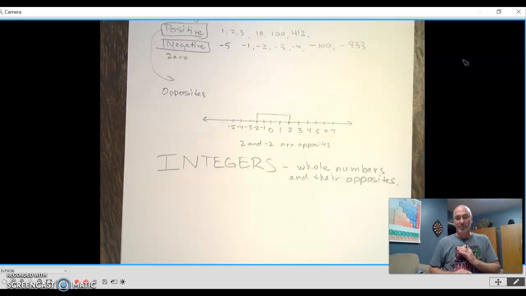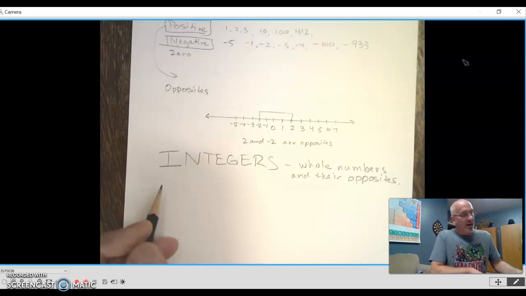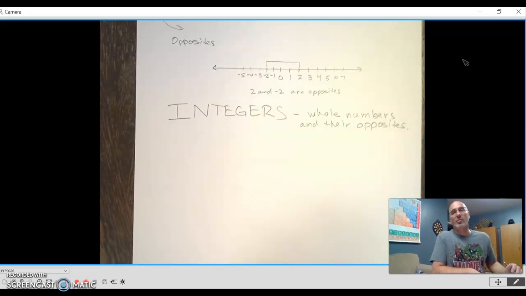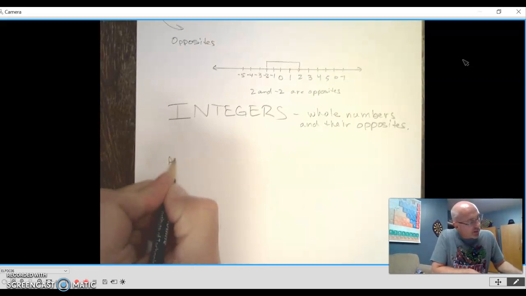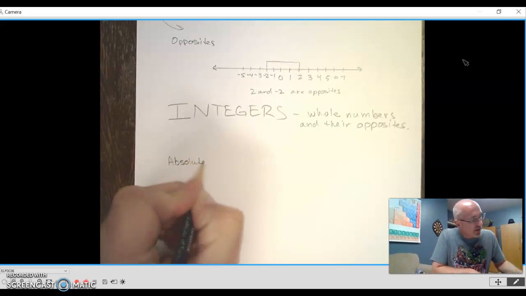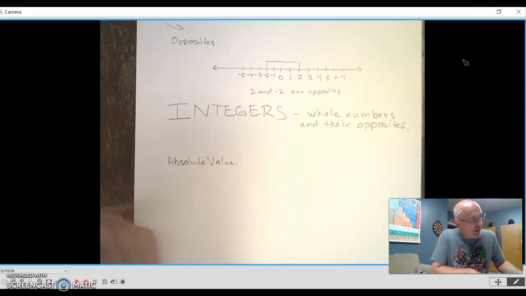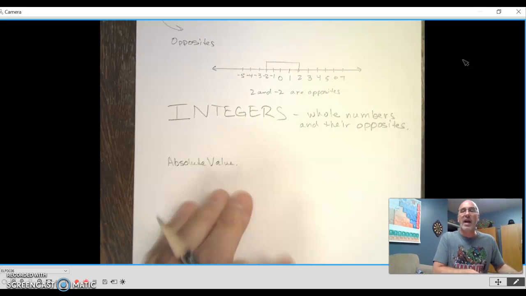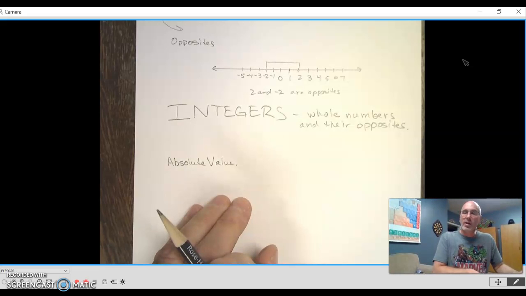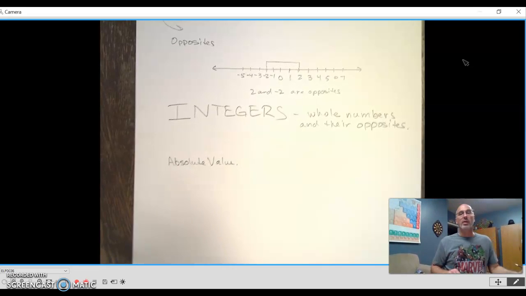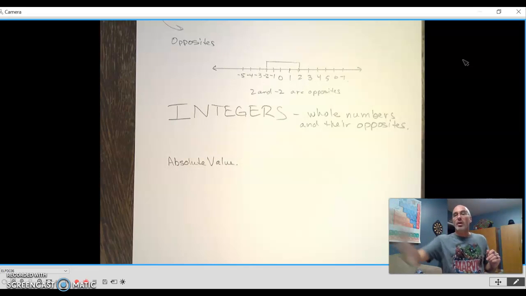Now, one last term, one last concept. We kind of hinted at it when we said opposites. We have something called absolute value. Absolute value is just a fancy way of saying the distance from 0. And the distance from 0 is always going to be a positive number, whether I'm going forward or backwards, to the left or to the right.